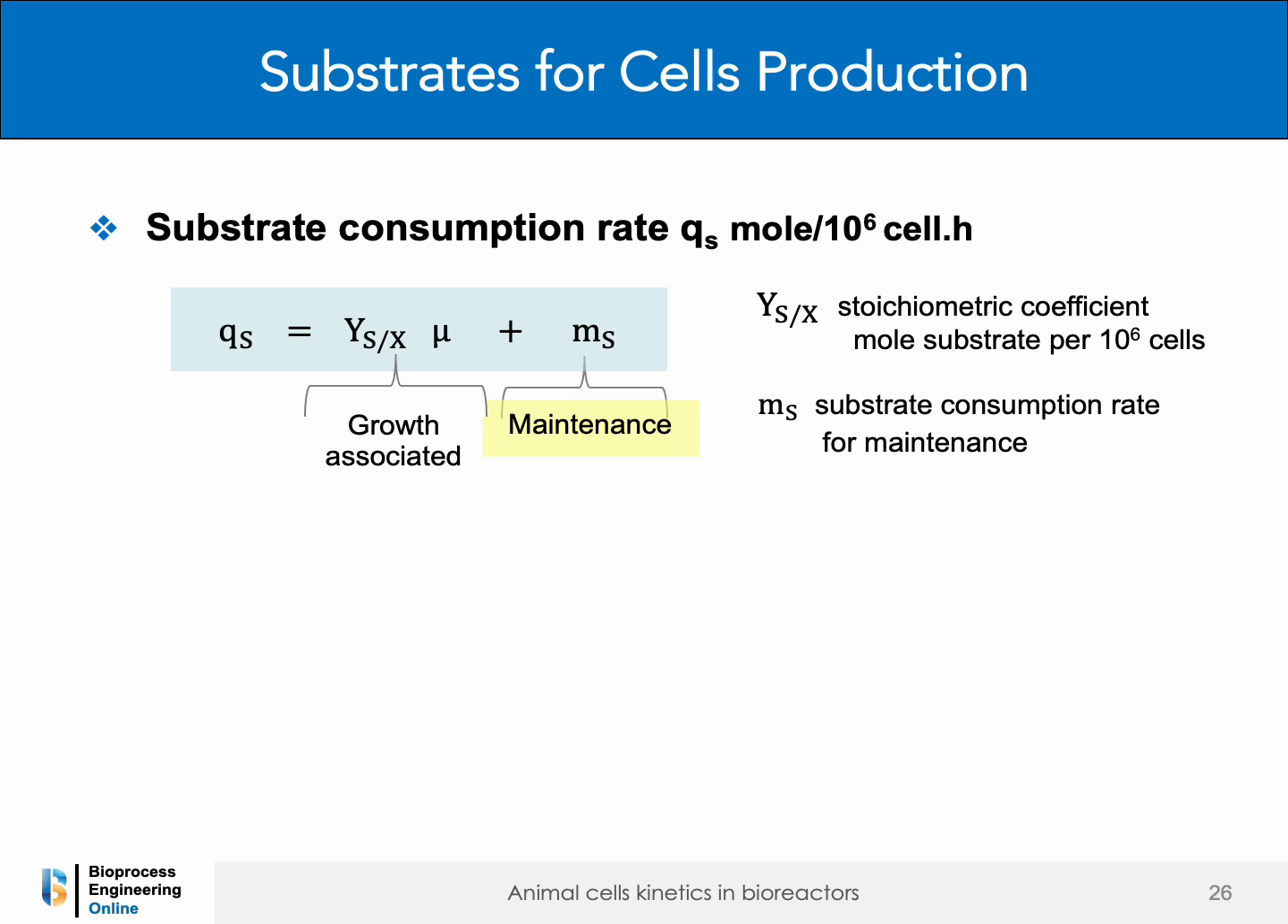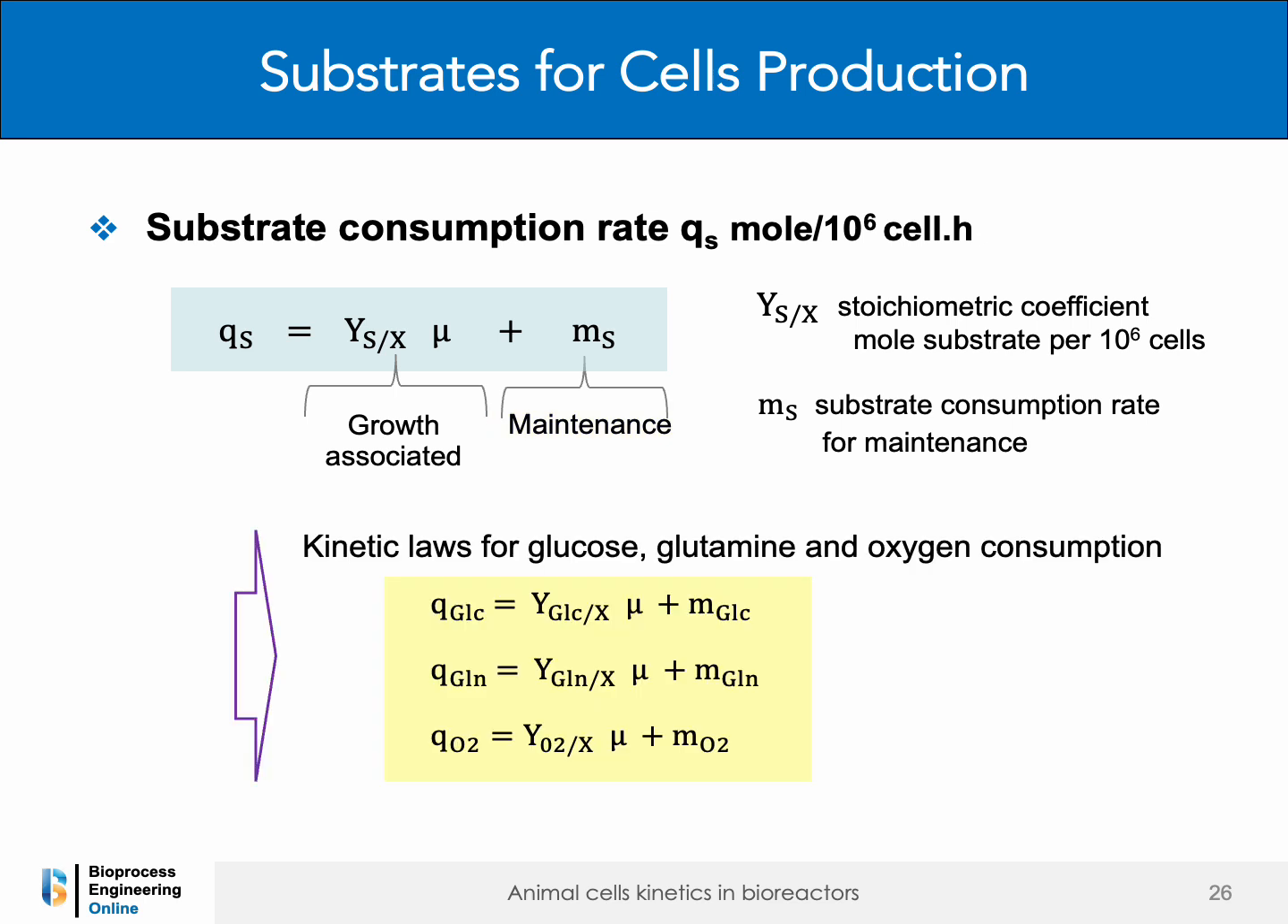At high growth rates, substrate consumption is dominated by the growth-associated term, while the maintenance contribution remains relatively small. This kinetic law can be applied to all major substrates, including glucose, glutamine, and oxygen, each with its own stoichiometric yield coefficient and maintenance constant.